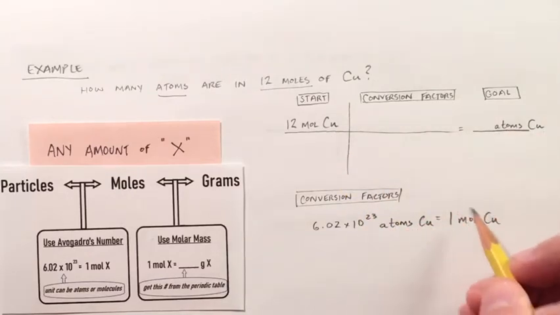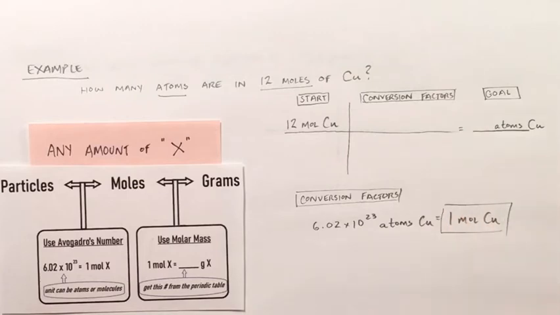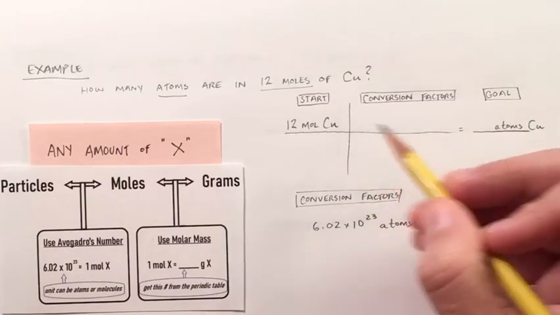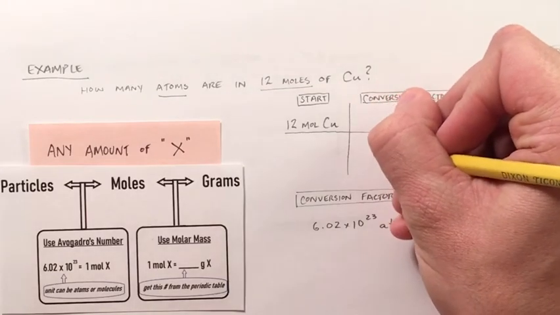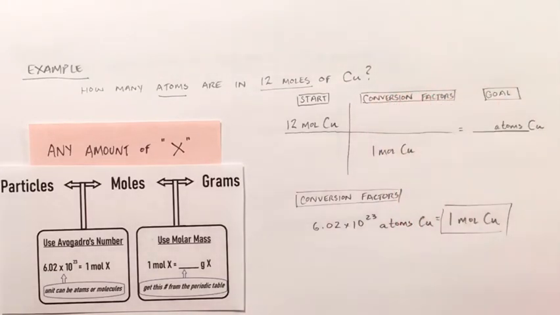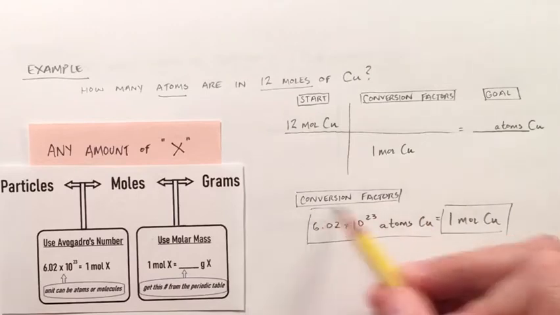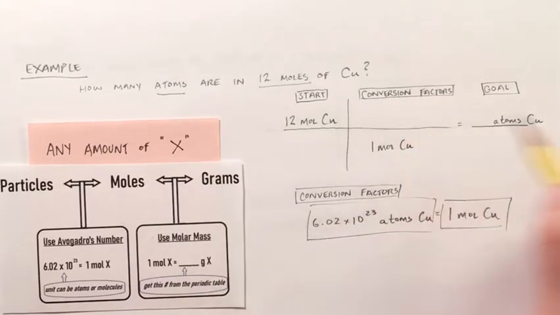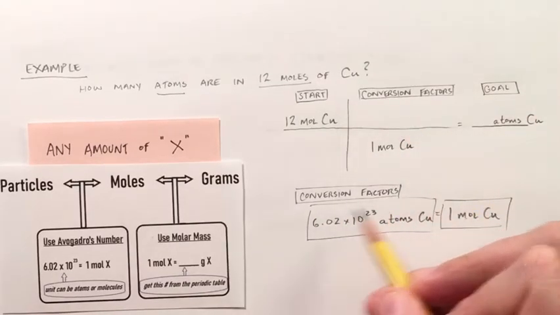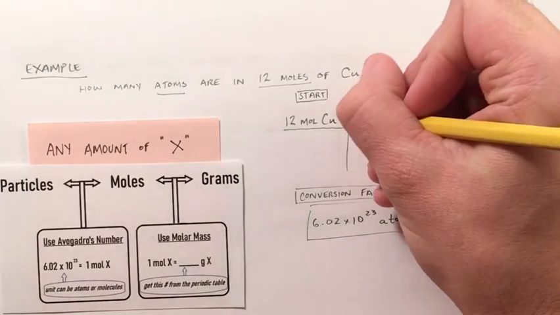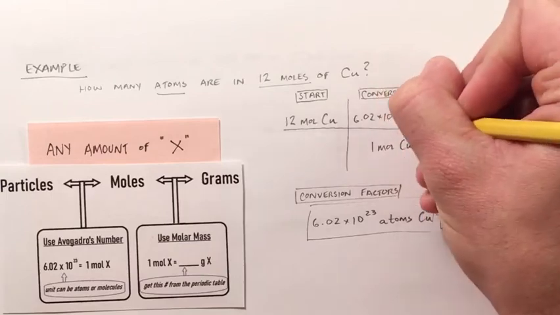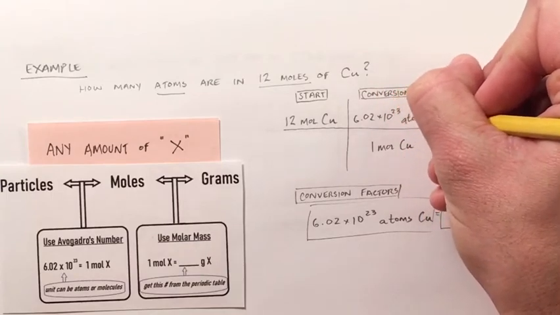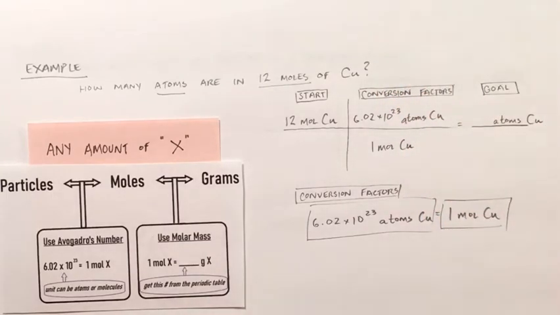So moles of copper, this half of my conversion factor, needs to go in the bottom so that it cancels with the moles of copper in the top. So 1 mole of copper in the bottom. Now the other half of my conversion factor must go in the top of my chart now. I'm going to put this big long number up top. So 6.02 times 10 to the 23rd atoms of copper. All right?